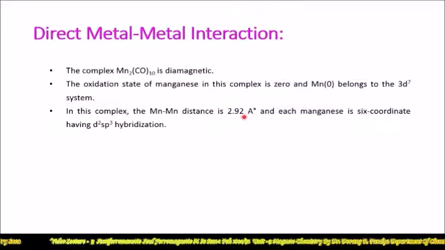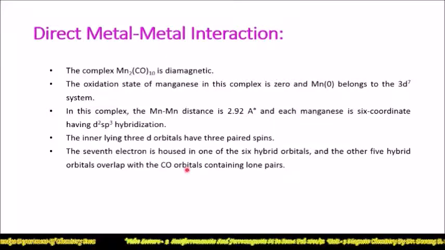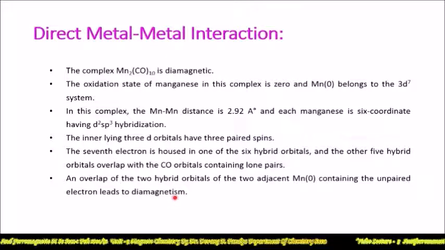The inner lying 3d orbitals have 3 paired spins. The 7th electron is housed in one of the 6 hybrid orbitals and the other 5 hybrid orbitals overlap with the carbon monoxide orbitals, the CO orbitals containing lone pairs. An overlap of 2 hybrid orbitals of the 2 adjacent manganese in zero oxidation state containing the unpaired electron leads to diamagnetism.